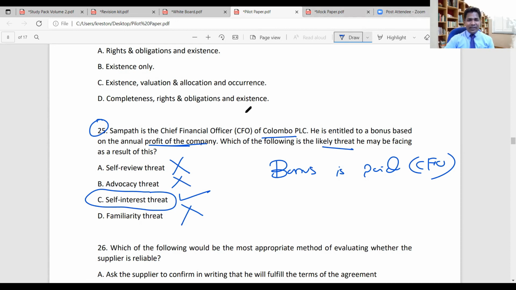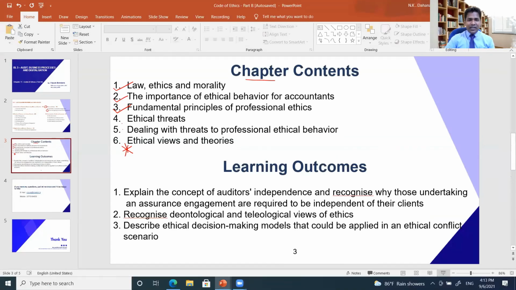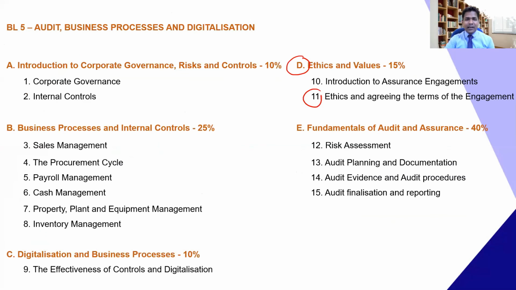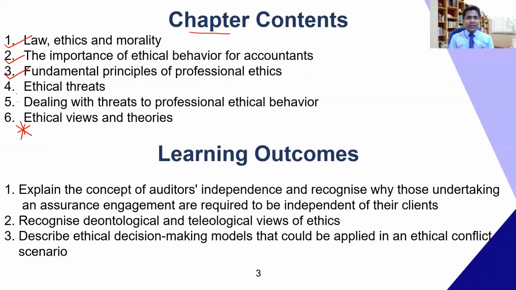Right. So now we are coming to the end of today's discussion. Let's go to the presentation now. What we have been discussing is chapter 11, part A and part B. In part A, we covered the 3 learning outcomes in the previous video, and now we have discussed parts 4, 5, and 6. I'm sure that now you can answer all these learning outcomes.